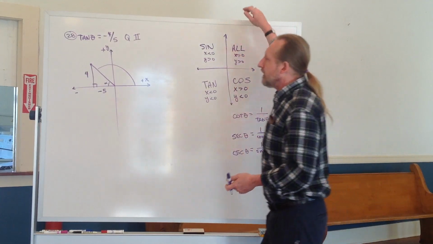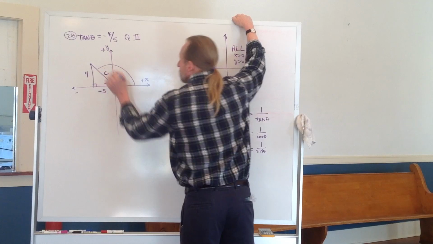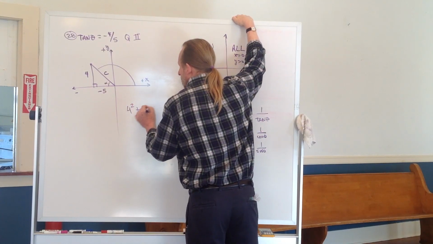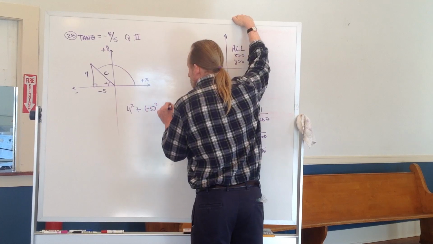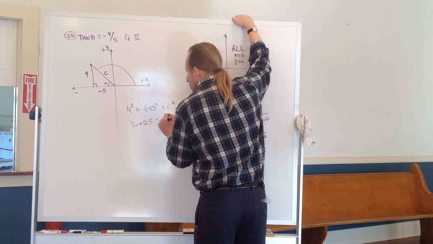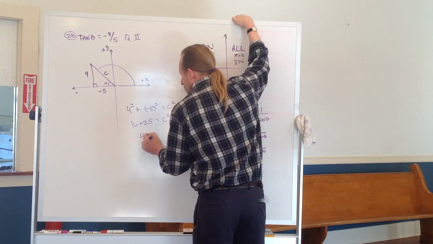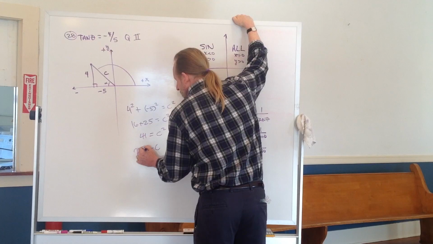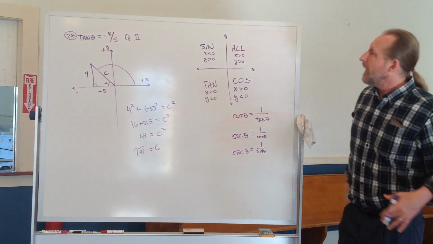Okay, now that we've done that, let's find C. All right, let's find the hypotenuse. 4 squared plus negative 5 squared is going to be C squared. 16 and 25 is C squared. So that should be 41. C is going to be the square root of 41, and it'll be positive.